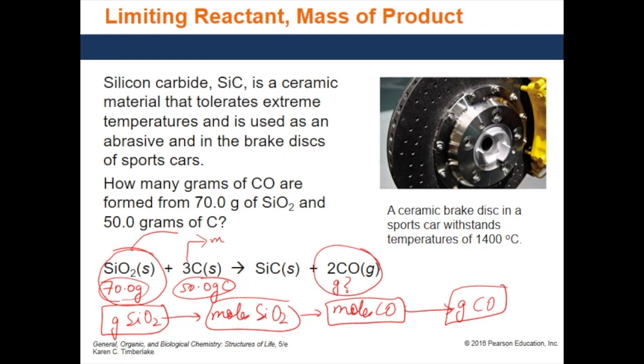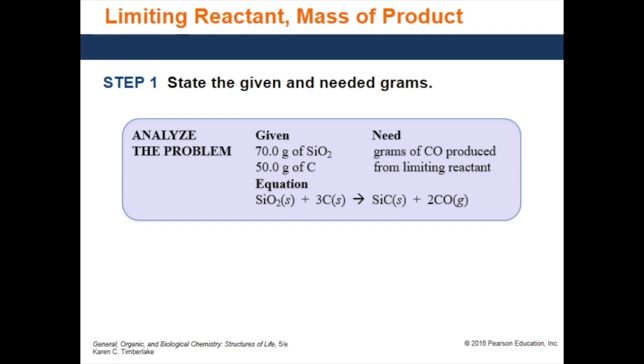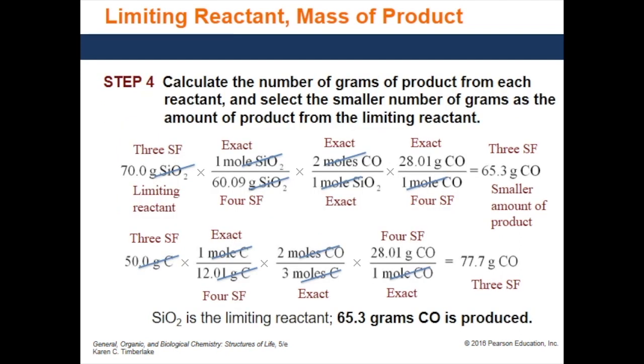We go from grams of carbon to moles of carbon, moles of carbon to moles of CO, and then from moles of CO we go to grams of CO. We need a molar mass. So you can figure out the molar mass of SiO2 by using the periodic table. That would give you this value. Similarly, you'll figure out the molar mass of carbon monoxide using the periodic table.